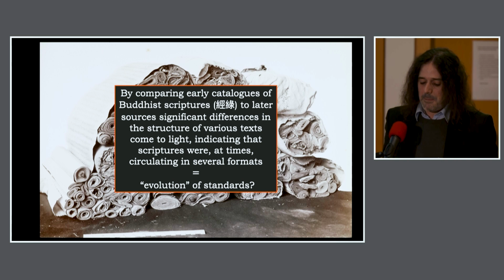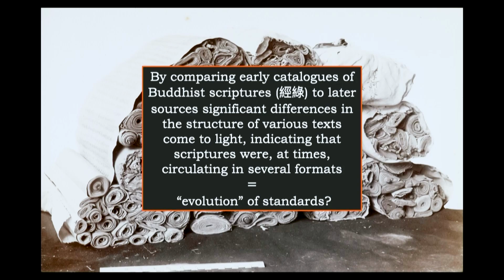That is to say that at some point, one version of a given text composed of a specific number of scrolls is defined as normative. But are these differences due to the textual evolution of a scripture or to the evolution of standards in manuscript production? Let's say a sort of standardization process which resulted in the identification of a normative format that in some cases has modified the formal organization of early scriptures. And this is an important question.